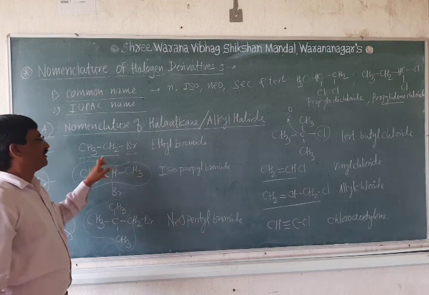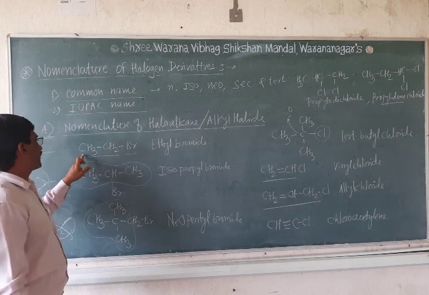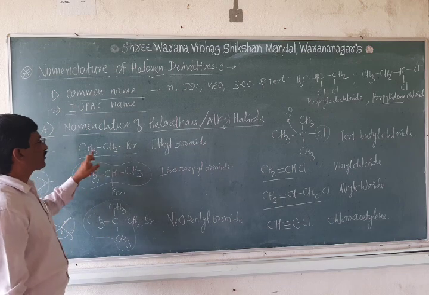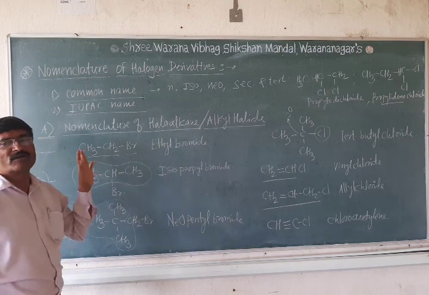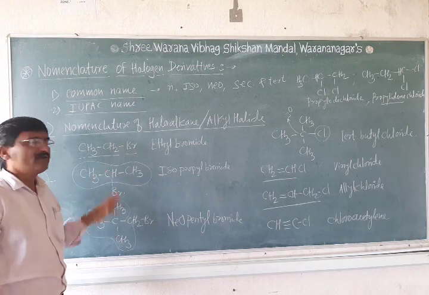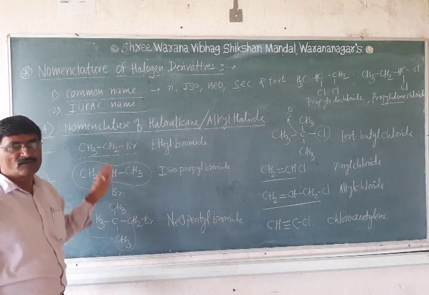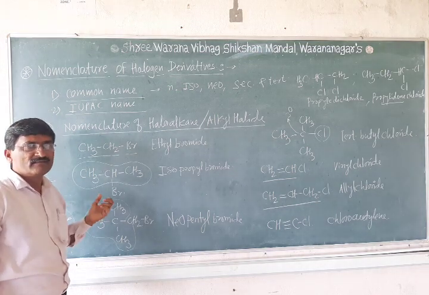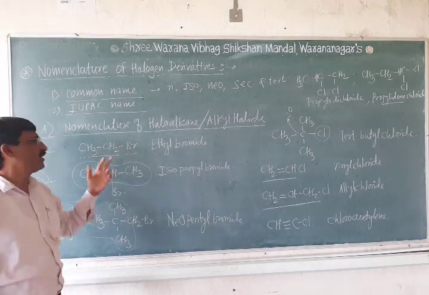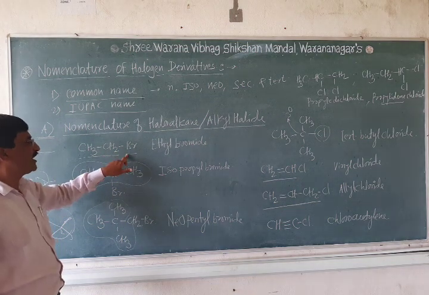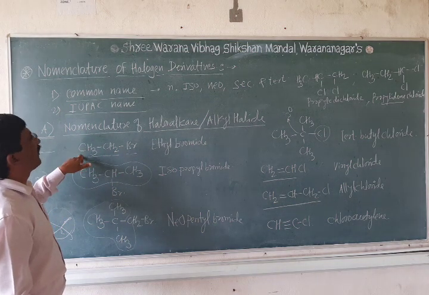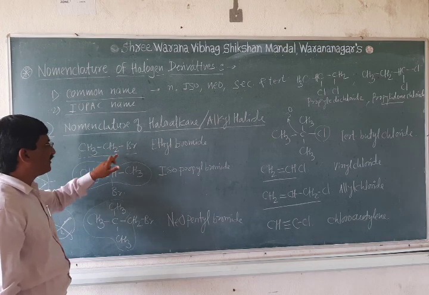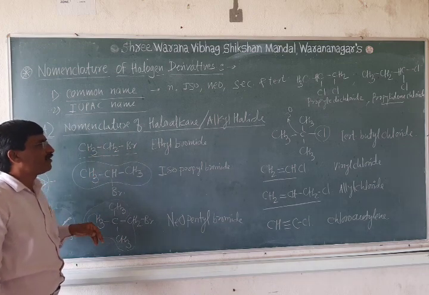What about their IUPAC name? If you take under consideration CH3, CH2Br, what is the rule for the IUPAC name system? Select the longest continuous chain which carries the functional group. Numbering should start from that end which is nearest to it. The rules and regulations already studied in the 11th class we have to use in order to give the IUPAC name.